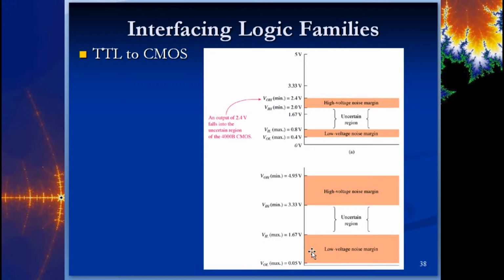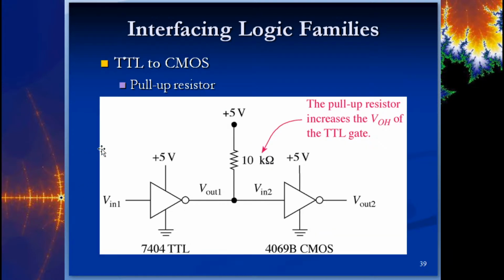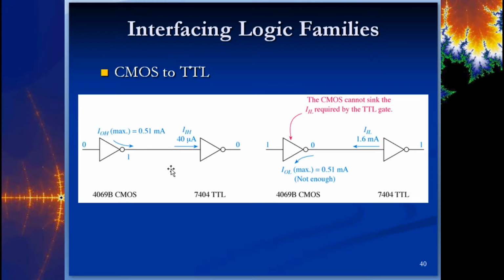The problem comes in when you're trying to output a high from TTL and getting it to read as a high in a CMOS. So that's why we use that pull-up resistor. Now, if you go the other way, obviously you don't want to pull it up, because a CMOS or a TTL chip is going to have a lower voltage threshold, so you can't just use a pull-up or a pull-down resistor.